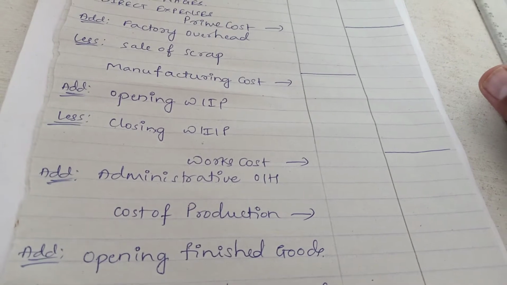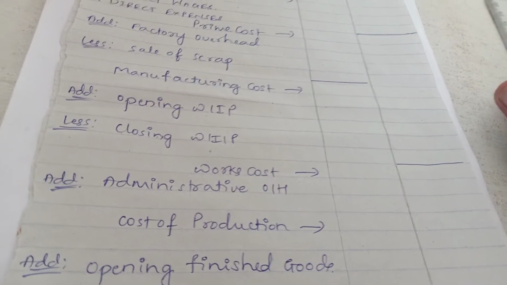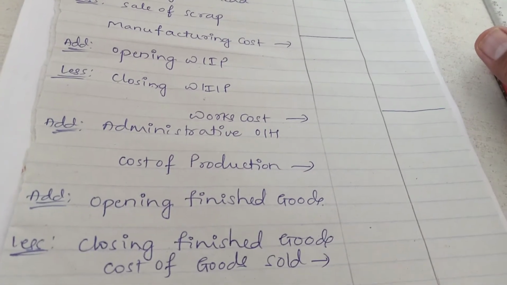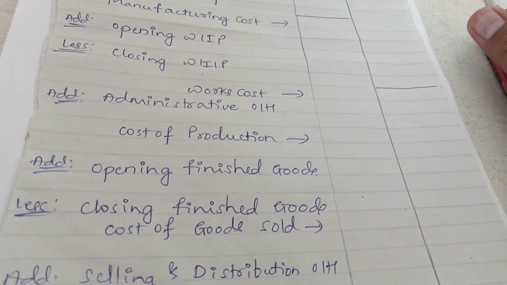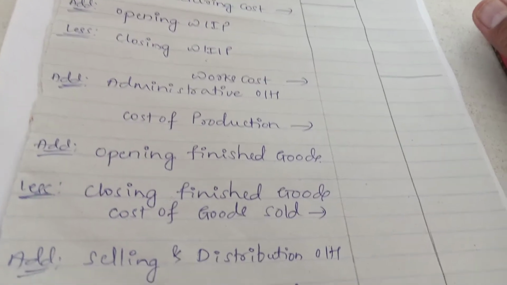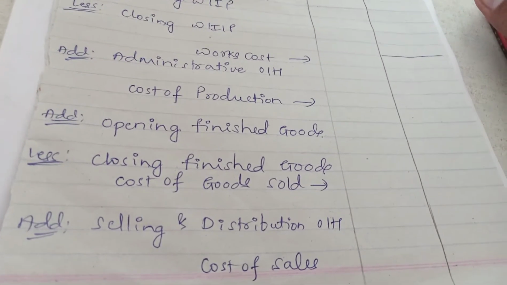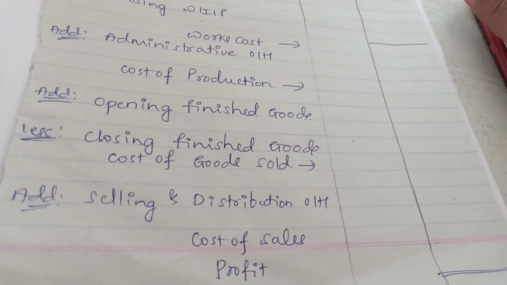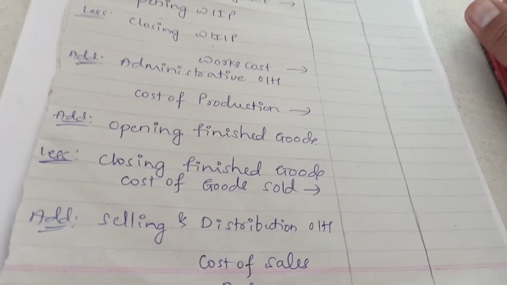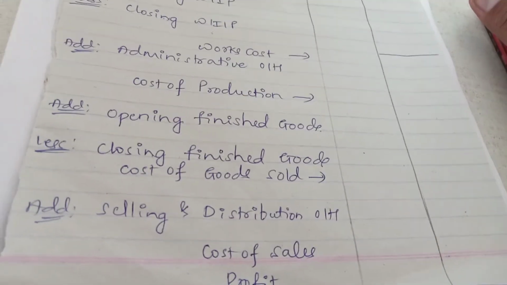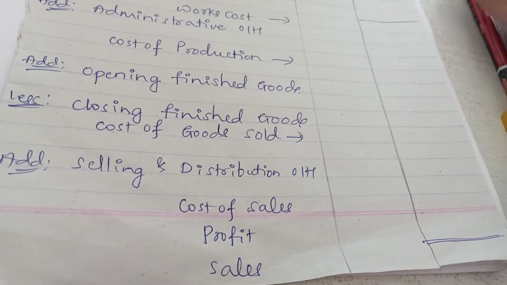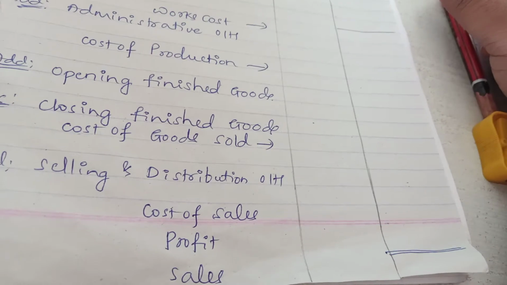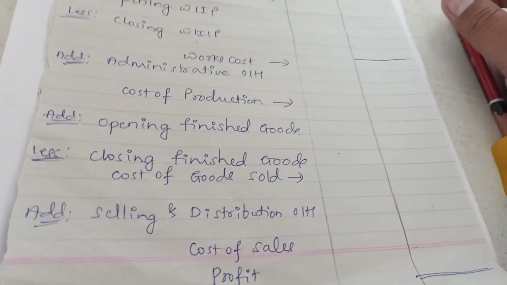And to that we add the administrative overhead, that gives us the cost of production. Add opening finished goods less closing finished goods, that gives us the cost of goods sold. To that we add the selling and distribution overhead. At the end we get the cost that we have incurred up to the sales, and out of the sales if you deduct the cost of sales you get the margin of profit. So this is the blank format of the cost sheet.